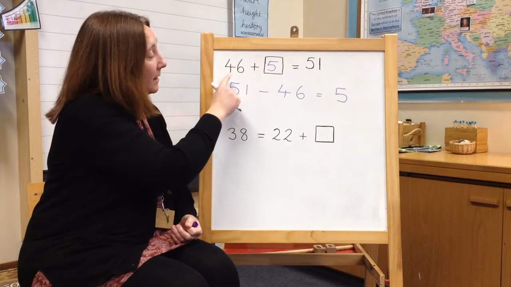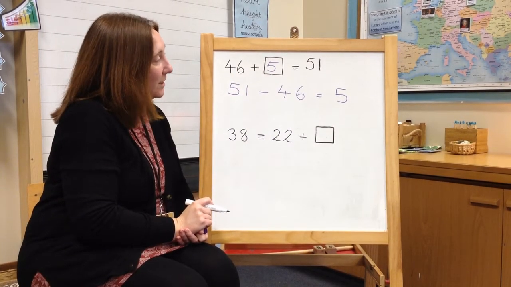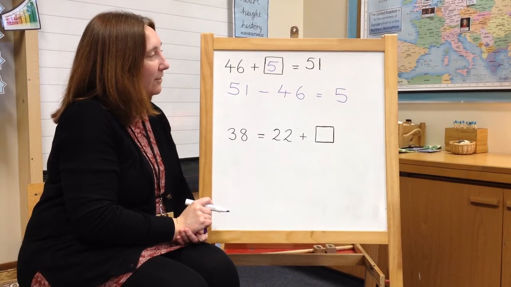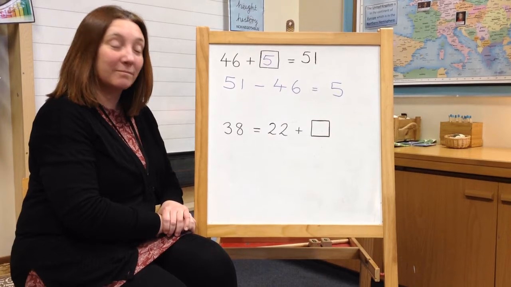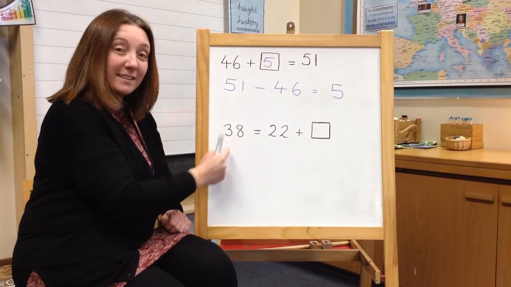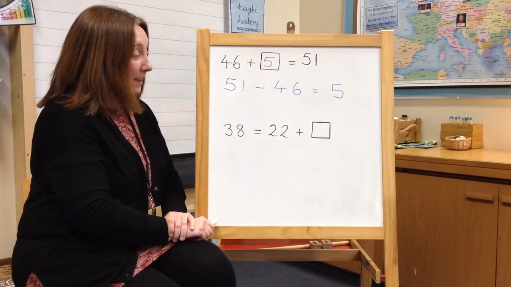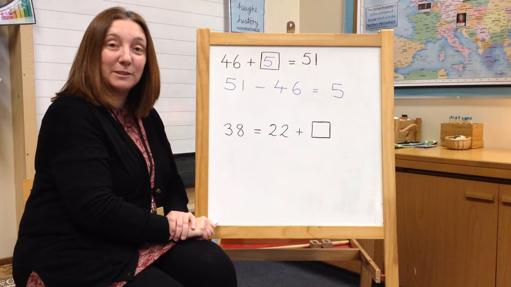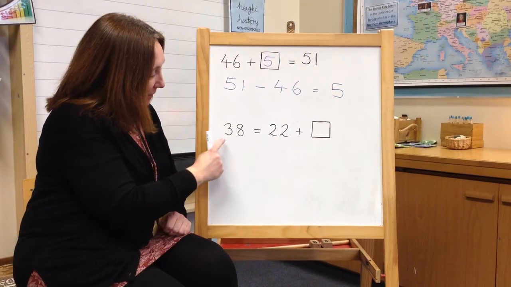We can check now by doing the addition calculation. 46 add 5 equals 51. Let's look at the next one. This time we've got the total and sum at the start and the calculation part on the right. It's still the same skills involved. So let's have a look at the equation.